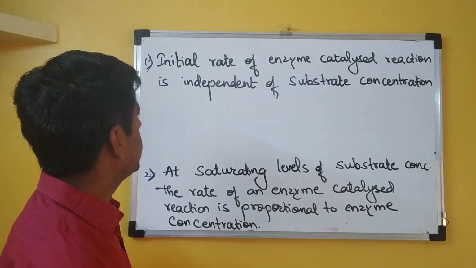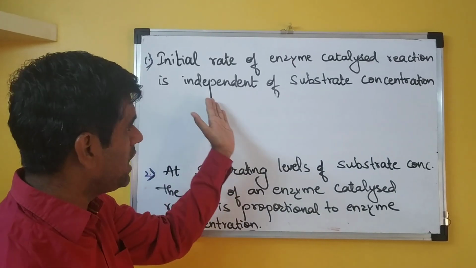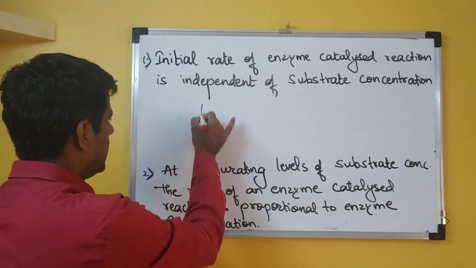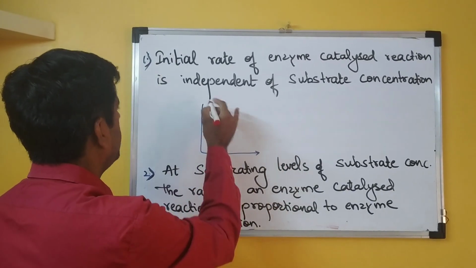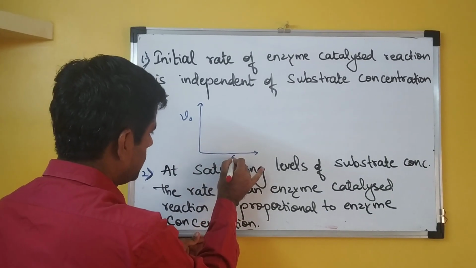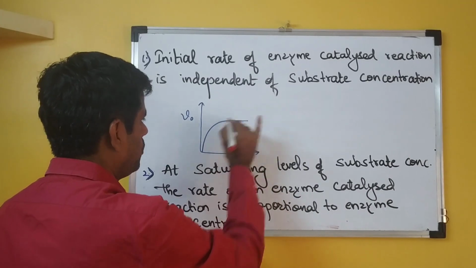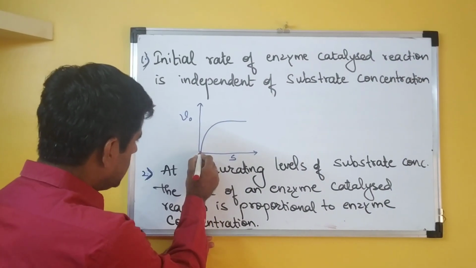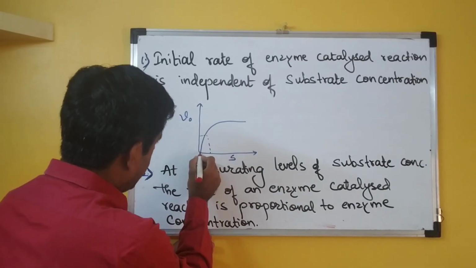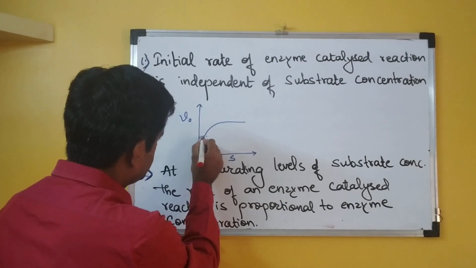The first question states that the initial rate of the enzyme catalyzed reaction is independent of the substrate concentration. If you plot a graph of velocity, or the rate of reaction catalyzed by the enzyme, versus substrate concentration, we know that this gives a typical hyperbolic curve, right? If you look at the initial part of the reaction, which we refer to as V0, as the concentration of substrate changes, the velocity keeps on increasing.